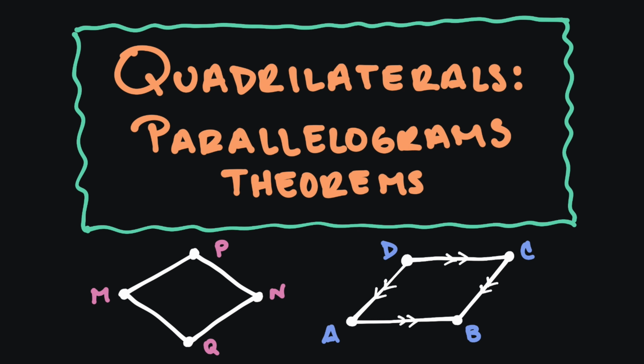In this video, we're going to talk specifically about parallelogram theorems. A parallelogram is a quadrilateral, so it has four sides, but it has both pairs of opposite sides parallel. So these two opposite sides are parallel, and these two opposite sides are parallel. All right, so let's start with the first theorem.